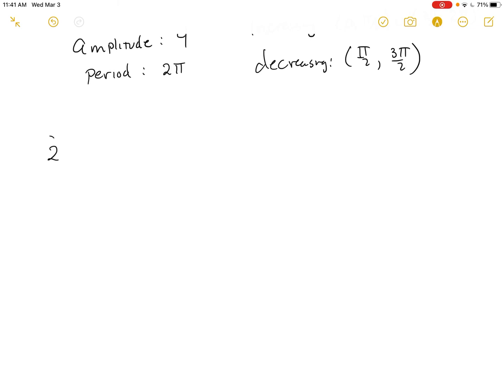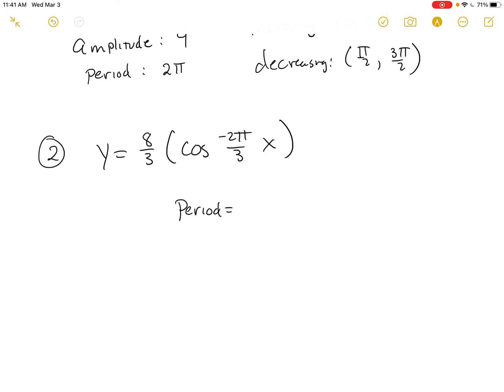So here's the second question. They know that you're a good math student, right? y is equal to 8/3 is what I wrote down that I saw in the problem, cosine of -2 pi over 3 x. A little bit complicated, right? But this was there right in the beginning. Our amplitude is being adjusted to be 8/3. Now, what about my period? The original period of cosine is 2 pi.